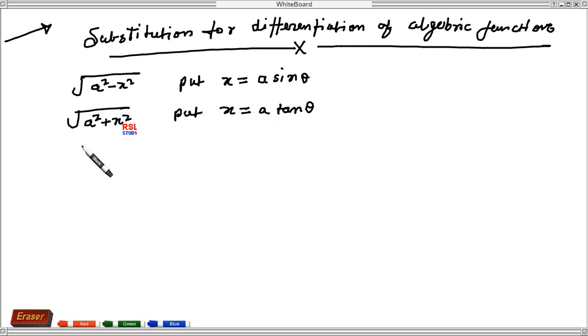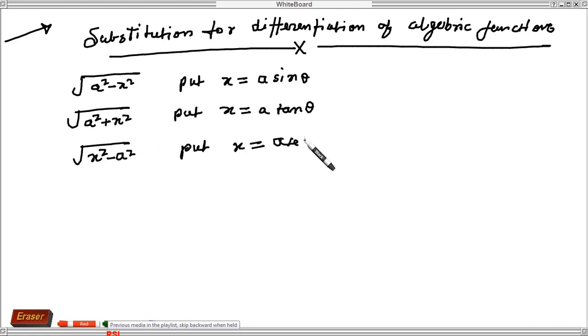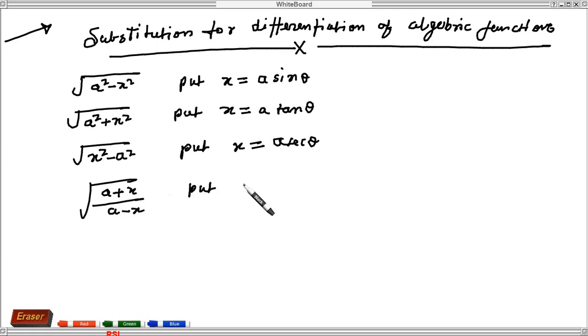Similarly, if you put x equal to a tan theta, then you get a squared plus a squared tan squared theta. If you take a squared as common, then you will find a squared times 1 plus tan squared theta, and 1 plus tan squared theta is sec squared theta. So you can easily find it. That will be a sec theta if you remove the root. Now for x squared minus a squared, put x equal to a sec theta. For a plus x over a minus x, put x equal to a cos 2 theta.